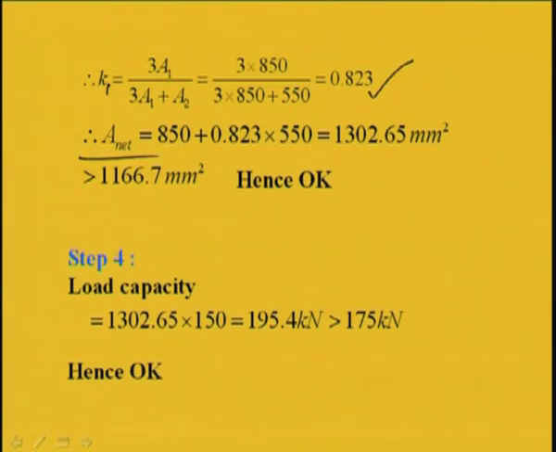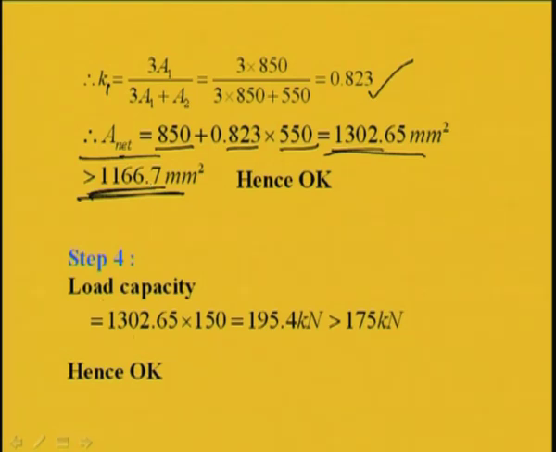Now the net area will become A1 plus K1 into A2. A1 is 850, K1 is 0.823, and A2 is 550. After calculating this, we get 1302.65, which is greater than the required area. The required area, from the load point of view, was 1166.7 millimeter square. So it is okay.